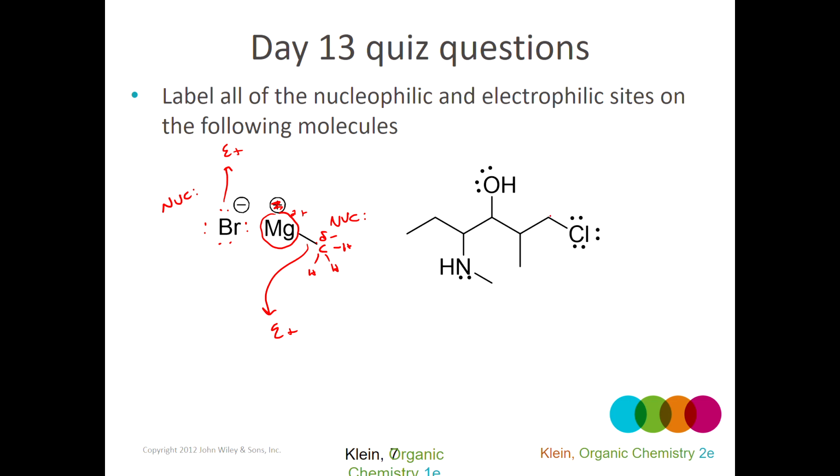On this structure over here, I've got an electrophilic site here with a partial positive. A nucleophile can come in and push the chlorine out to avoid a 5-bonded carbon.